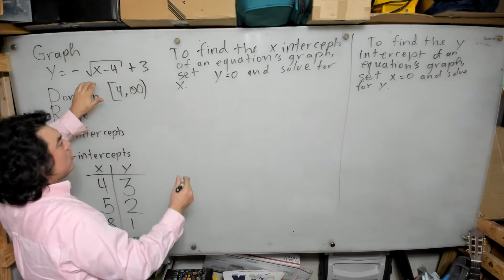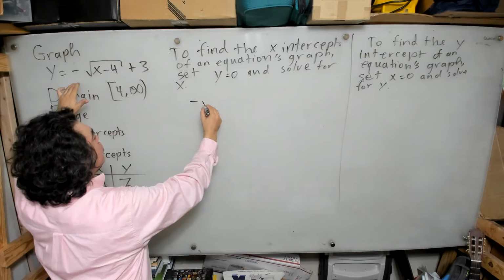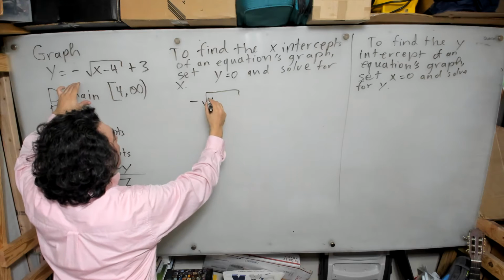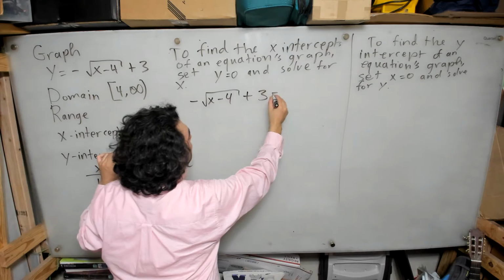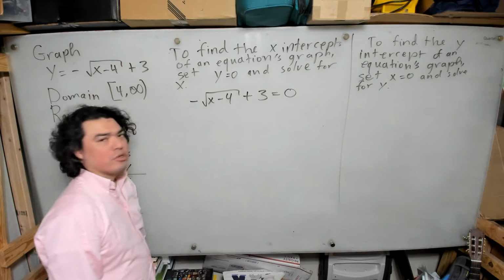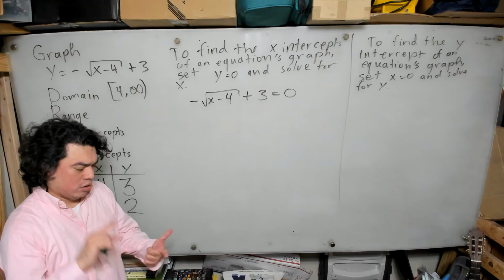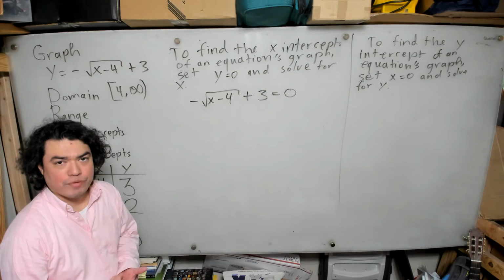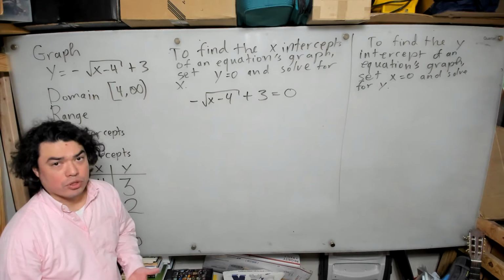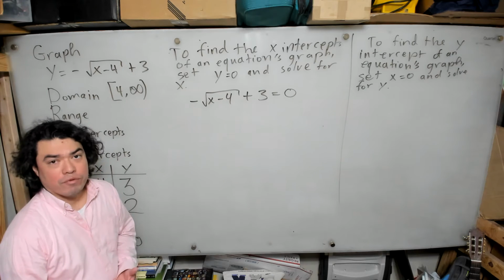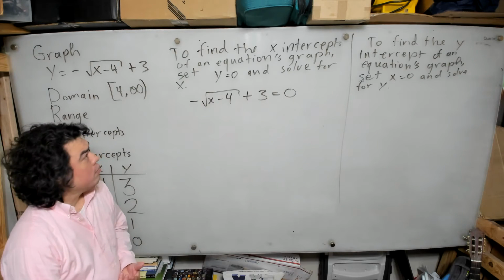So here, I have this expression equals y. So I have negative the square root of x minus 4 plus 3 equals 0. So basically, again, why are we doing this? We're doing this because, number one, this is an opportunity to review the solving of square root equations. Number two, this is an opportunity for us to verify algebraically that there are no further x-intercepts.